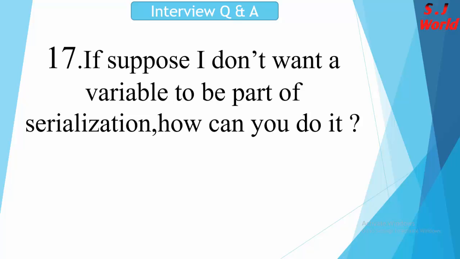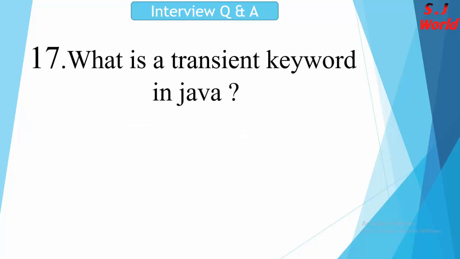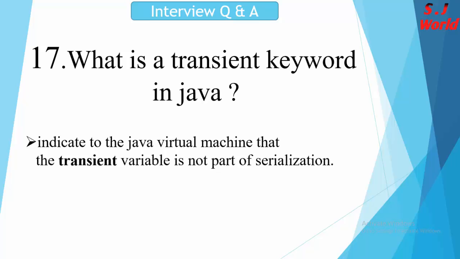Or he can also ask what is the transient keyword in Java. I have already told. So what is the transient keyword in Java? It is a keyword in Java. When you use the transient keyword with any variable or field, it means that we are informing the JVM that this field or variable is not going to be part of serialization. Then how can you define it? An example is private transient String password. It means that password is not going to be part of serialization.